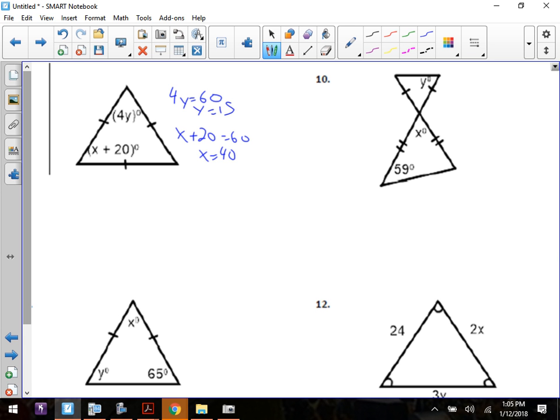It's equilateral. Equilateral triangles have all three angles that are congruent. Equilateral means that they are going to be what we call equiangular.